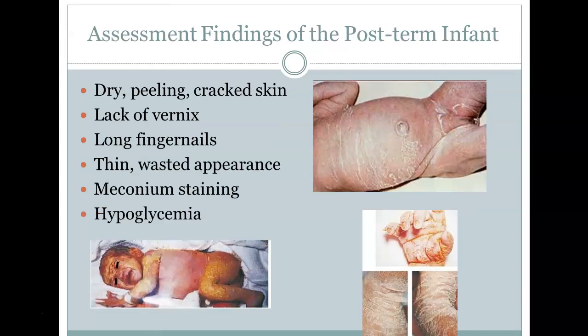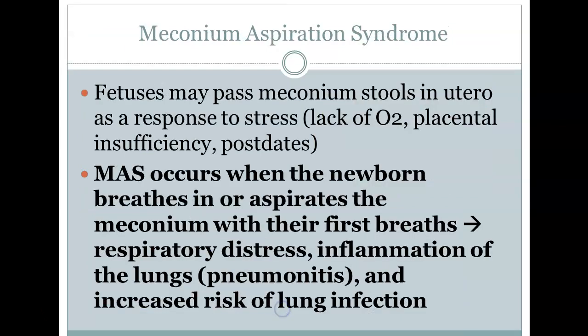So assessment findings of the post-term infant are dry, peeling, or cracked skin, a lack of vernix, long fingernails, a thin, wasted appearance, meconium staining due to being in the meconium amniotic fluid for a while, and hypoglycemia. This very dry, cracked skin is a result of the lessened amniotic fluid around them, and also being in fluid a longer period of time than the average newborn. And again, they're at risk for aspirating that meconium.